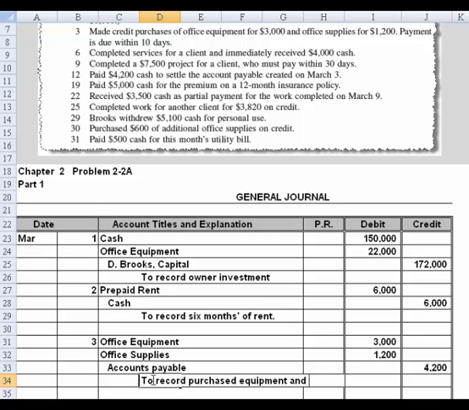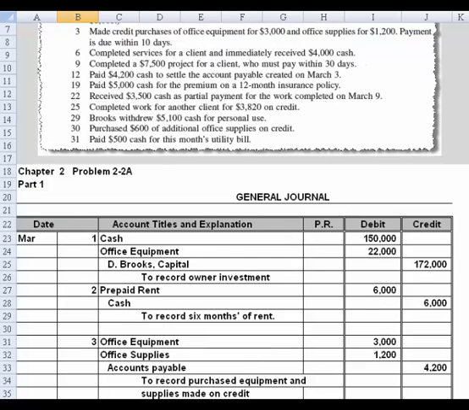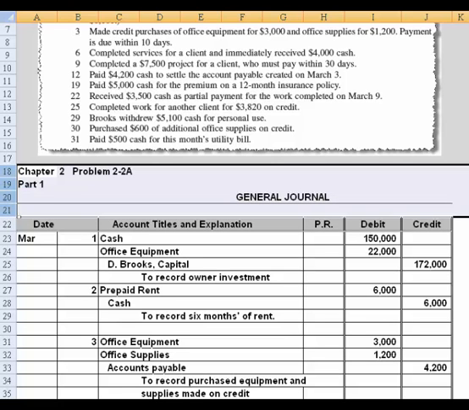and we will say something like "to record purchased equipment and supplies made on credit." Now that'd be a very complete description, but you typically do put a description in the general journal. Okay, let me slide again, and we'll now tackle the transaction on the 9th. Though I'm running out of room here. Tell you what, why don't I hide this?